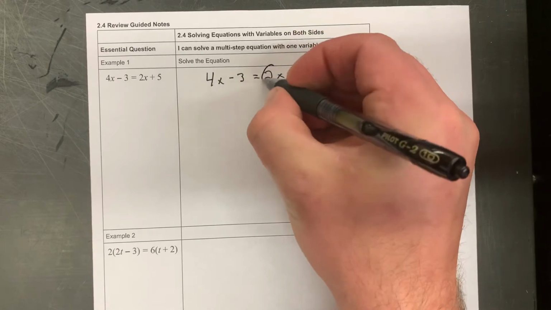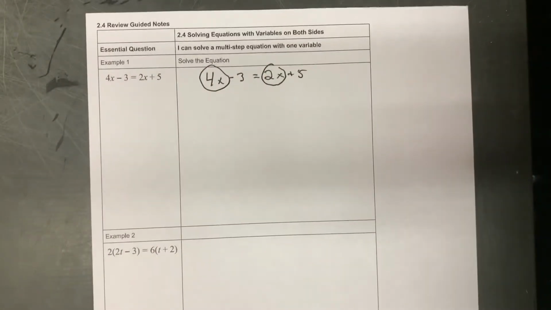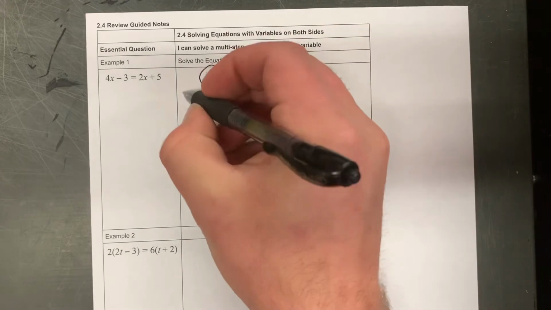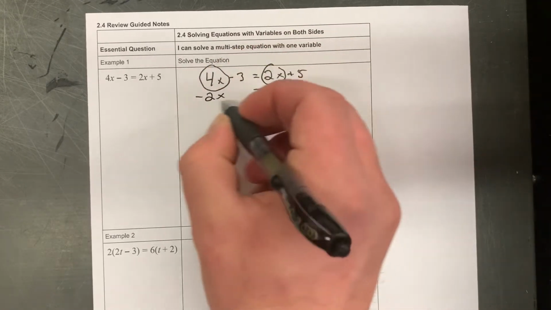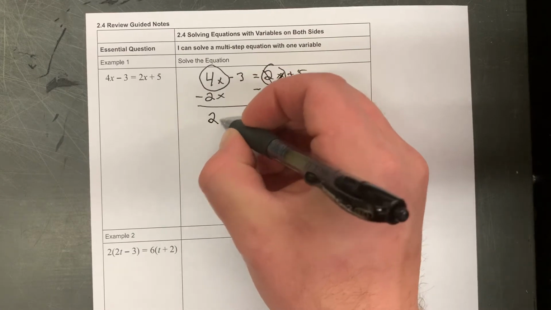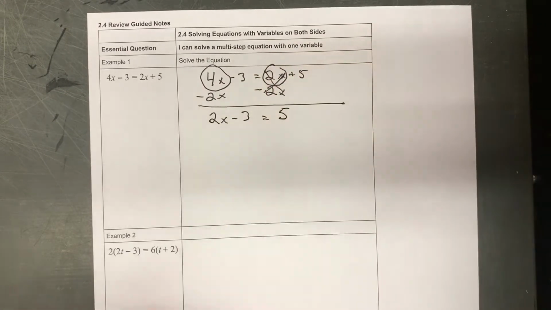I notice and recognize that I have variables on both sides. I don't want to deal with negative variables, so I'm going to take away the 2x instead from this side. If I take away 2x from that side, I have to take it away from that side. These cancel out. 4 take away 2 gives me 2x minus 3 equals 5.